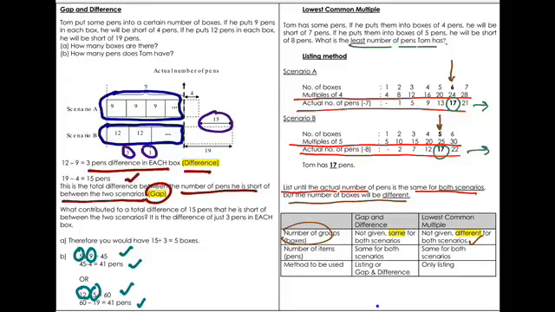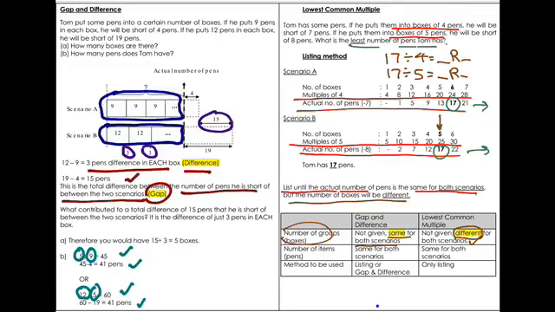Because the question only says that he put them into boxes of 4 and boxes of 5. If you have 17 pens and you put them into boxes of 4 or boxes of 5, of course the number of boxes you get will be different for both scenarios, and the remainder, or the number of pens that is being shot off, will be different as well. So for the lowest common multiple question, the number of groups, which in this case is the number of boxes, is different for both scenarios, whereas for the gap and difference question, it is the same for both scenarios.